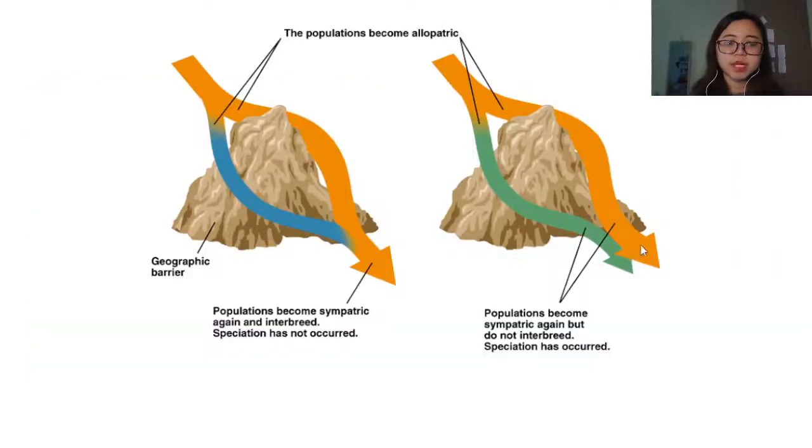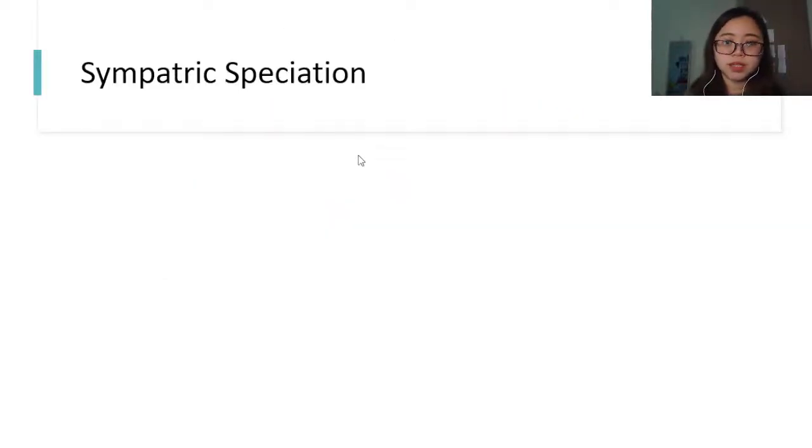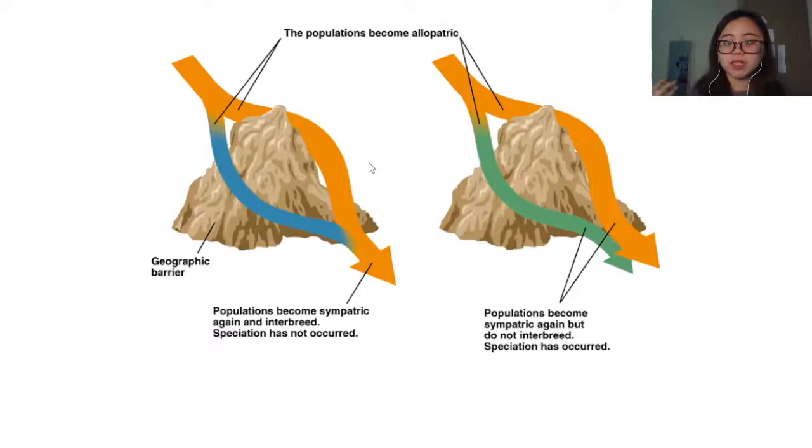If allopatric speciation is successful, you will have this diagram on the right. If allopatric speciation is not successful, you will have this diagram on the left, where after they meet again, they are going to be able to interbreed. Okay, so that is it for allopatric speciation.